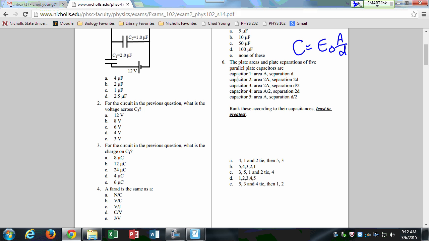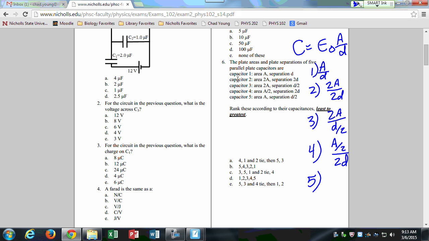Capacitor 1 has A and D. Capacitor 2 has 2A and 2D. Capacitor 3 has 2A and D over 2. Capacitor 4 has A over 2 and 2D. And capacitor 5 has A and D over 2. And I ask you to rank them.